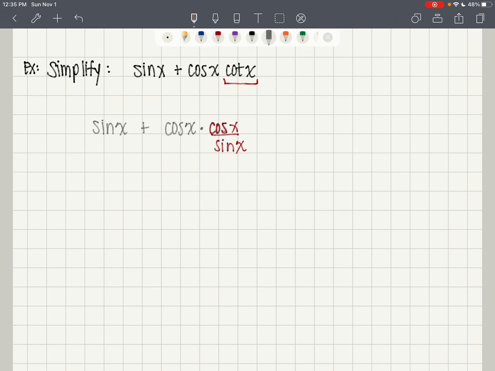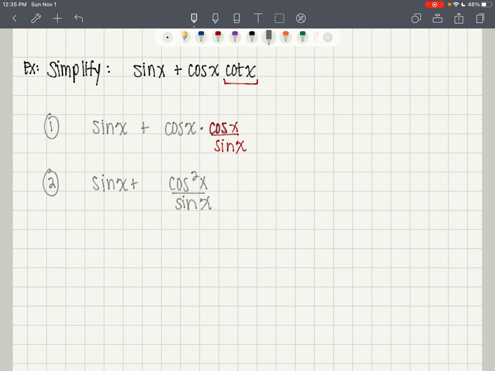That might appear to make this expression a little bit more complicated. However, now I can see that the right-hand side is a fraction. So my first step, I've got this sine of x plus cosine of x times cosine of x over sine of x. I'm going to number out my steps. Sine of x plus cosine squared of x over sine of x.